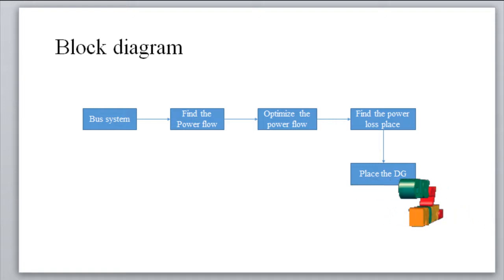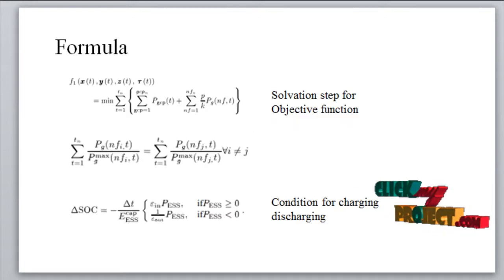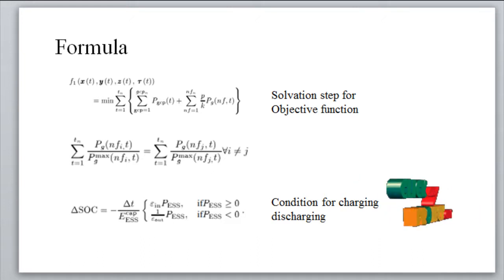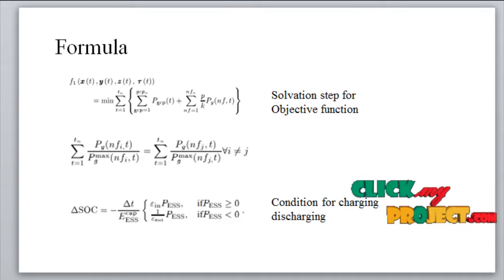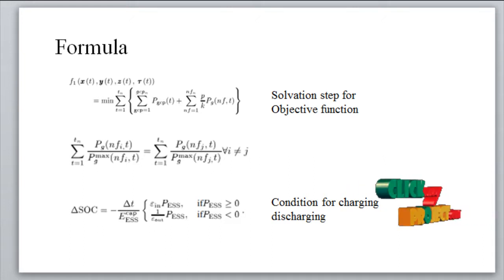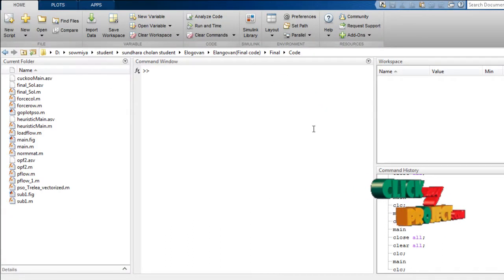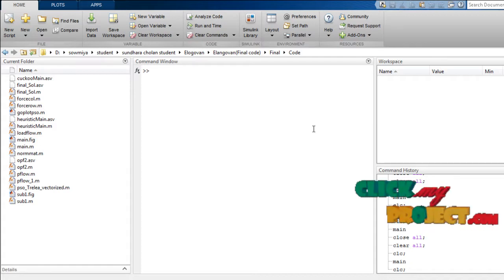Some formulas also you have to use. Those formulas solve the objective function and the conditions for charging and discharging. So this way you use the power flow to maintain the active distribution network. This is our process. This is our power loss reduction using PSO and ACO optimization techniques.